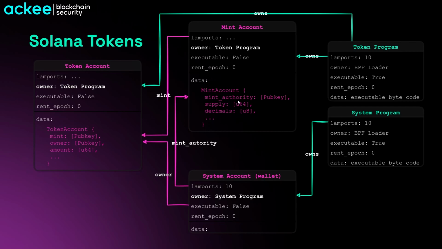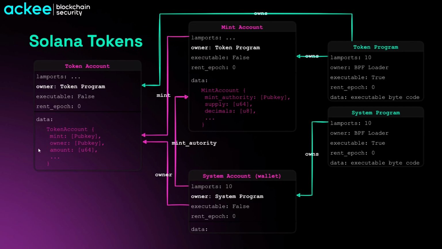Then we have the token account on the left-hand side. A token account can be thought of as an account designed to hold a particular type of token. These accounts store essential information such as the token balance. You can see the amount, which is basically the balance, the owner's wallet address, that's the owner public key, and the reference to the corresponding mint account. That's the mint public key.